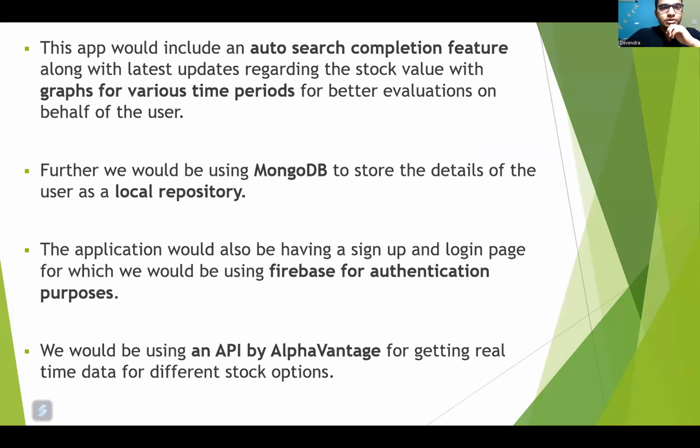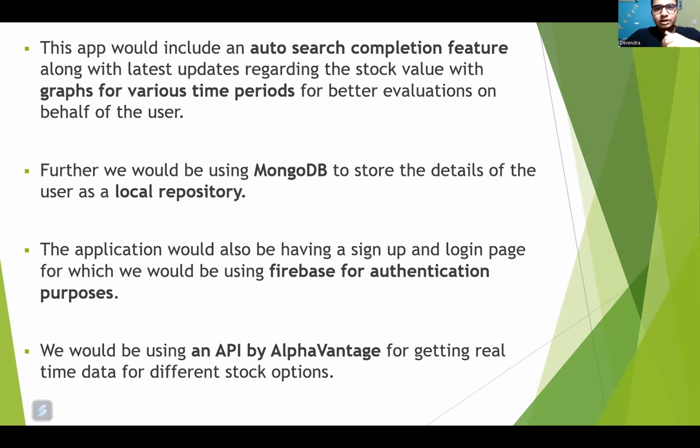So the features that I would like to include in this application: I have thought of including an auto search completion feature, so that among an array of different company stocks, you can find the particular stock that you're interested in, giving you a better user experience. And further, for storing the data for different users, we are using MongoDB, and I would like to use it as a local repository on the application itself. The application would also have authentication for different users, for which I would be using Firebase.